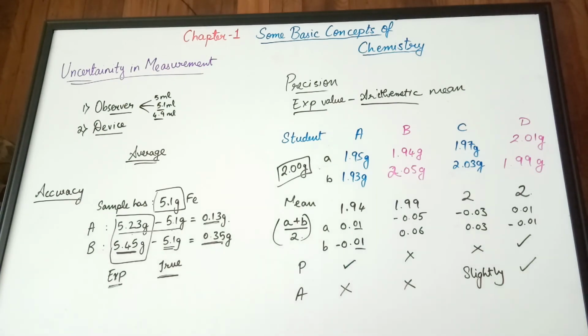So accuracy is nothing but the difference between the measurement and the actual value, whereas precision is the variation of the same value with respect to the arithmetic mean. With this, we finish this topic. Do check out the next one, which is going to be about scientific notation.